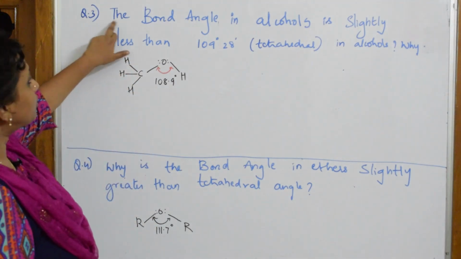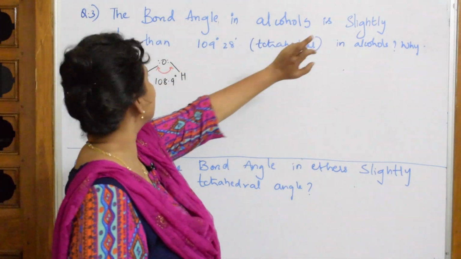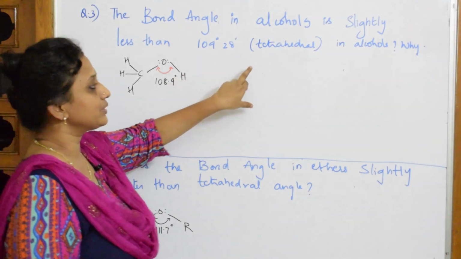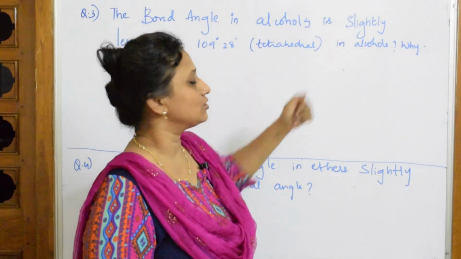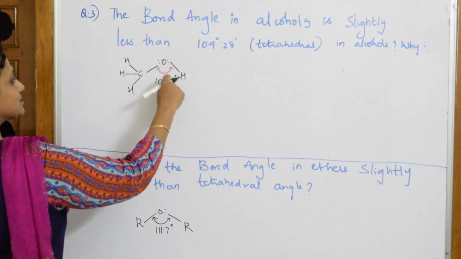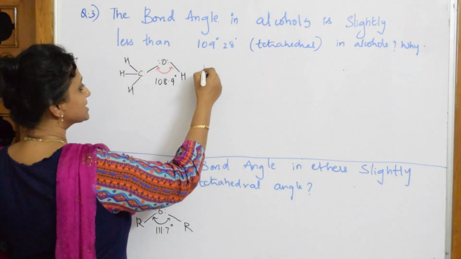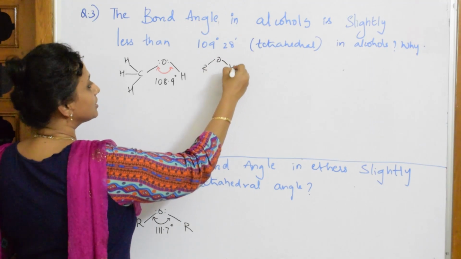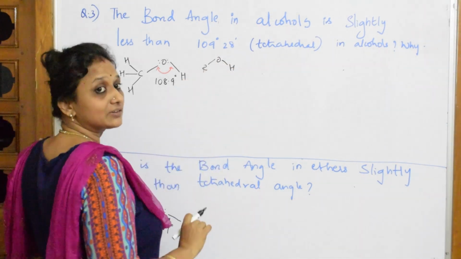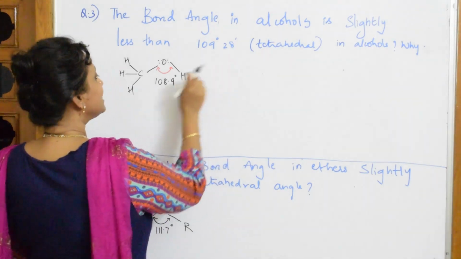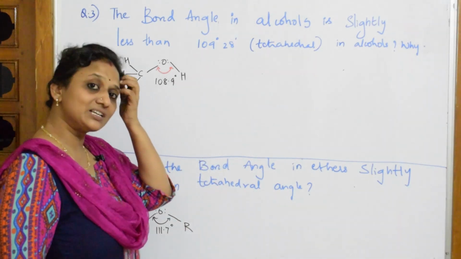Here, the bond angle in alcohols is slightly less than 109 degree 28 minutes. That is the tetrahedral angle. Why? Basically, when I see the structure of alcohols, it resembles a tetrahedral structure. Now they are asking us, why is this less? It should be 109. Why is this less?